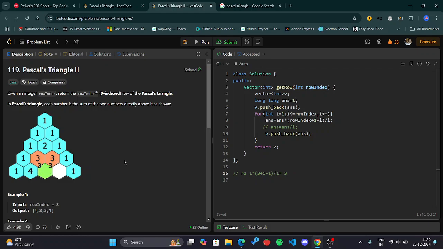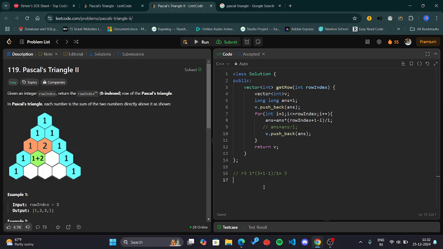Similarly for this also, you just check it out, pause the video and find it by yourself. This is the catch of this solution. And then just push it in the answer and finally return v. As simple as that. I hope you got the answer. So yeah, that was it.